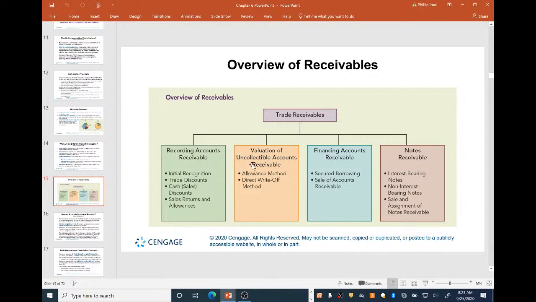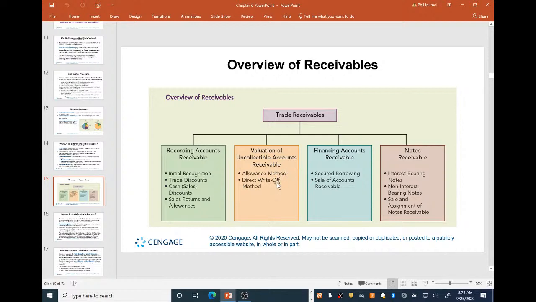Valuation of uncollectible accounts receivable, we have an allowance method and we have a direct write-off method. Direct write-off, that actually is not permitted with GAAP. It actually goes against GAAP. Allowance method is the method that we'll use, okay? Because this goes with the matching principle.